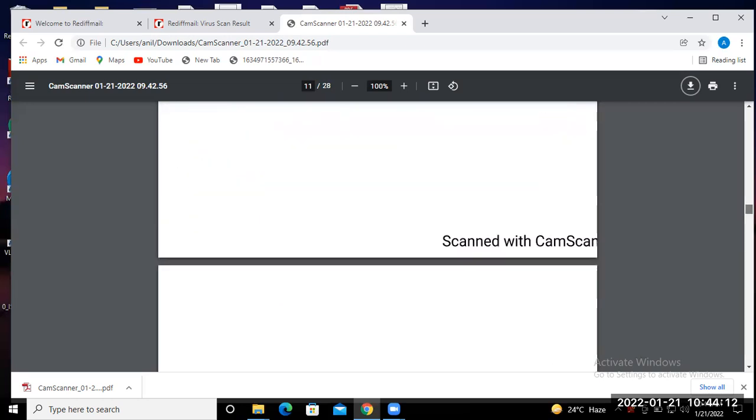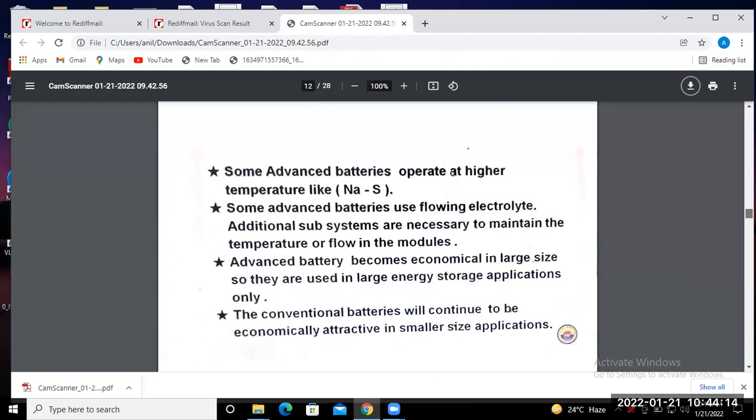So some advanced batteries operate at high temperature, just like sodium sulfur. Some advanced batteries use flowing electrolytes. Additional subsystems are necessary to maintain the temperature or flow in the models. So advanced batteries become economical in large size. So they are used in large energy storage applications only.